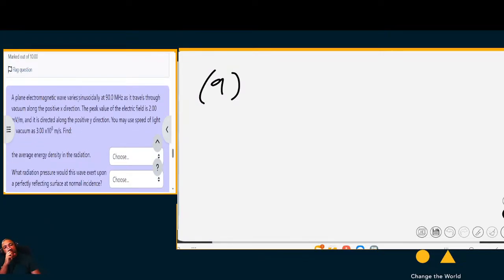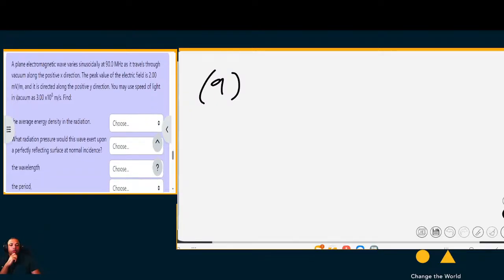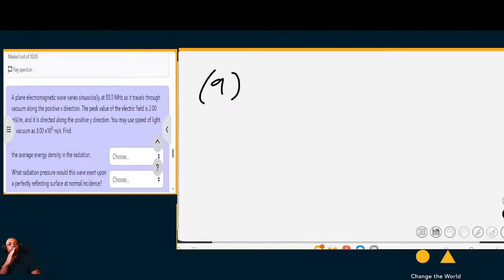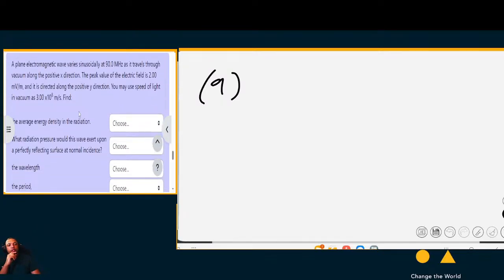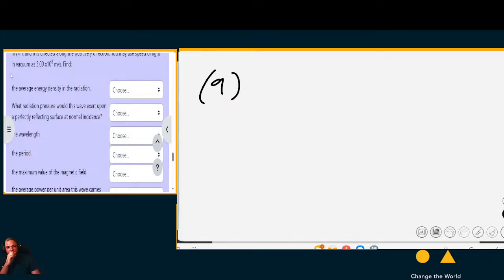Okay, a plane EM wave varies sinusoidally at 90 megahertz and it travels through a vacuum along the positive x direction. Now, the peak value of the electric field is 2 millivolts per meter and it is directed along the positive y direction. You may use the speed of light in a vacuum as 3 times 10 to the 8 meters per second. Find the average energy density in the radiation. What radiation pressure would this wave have?